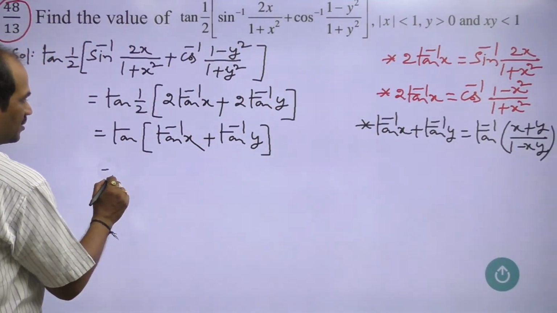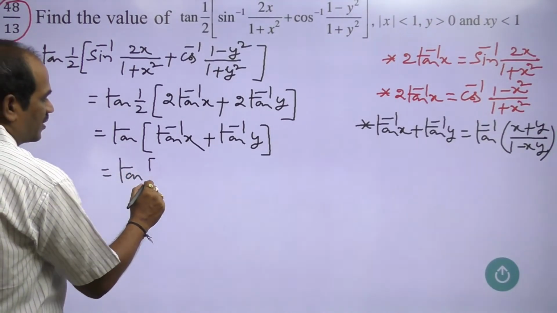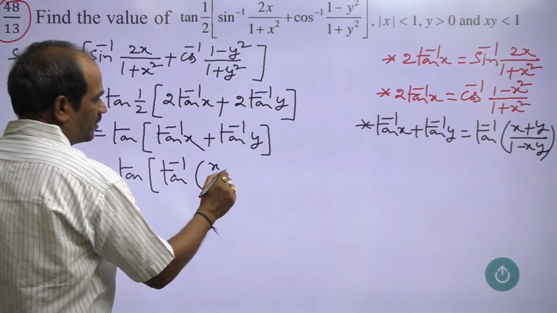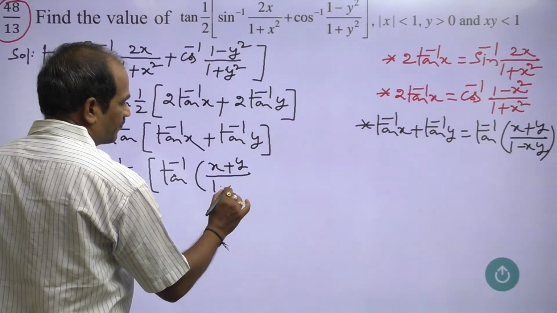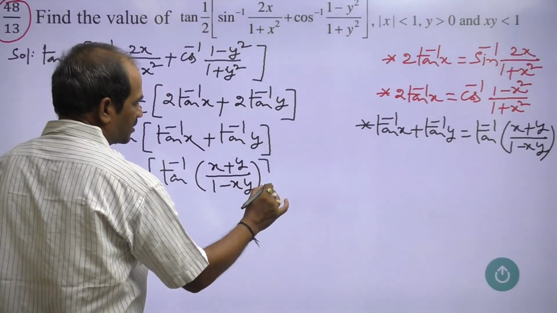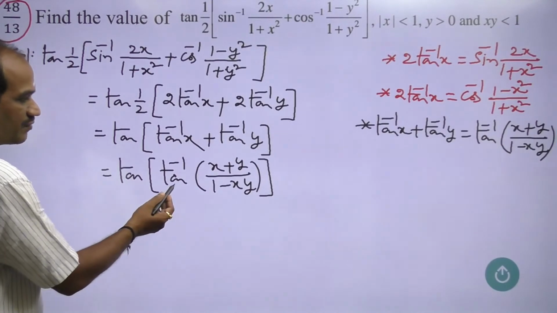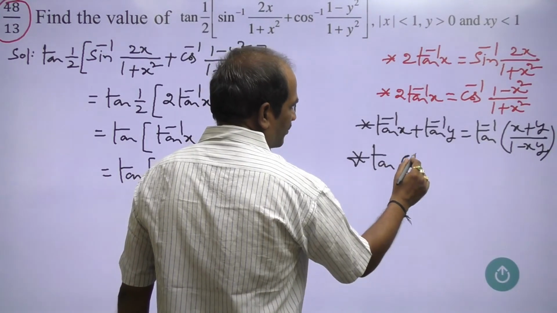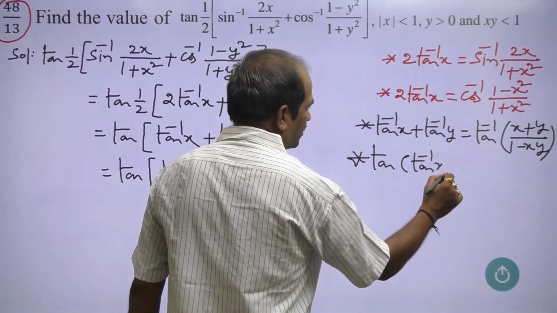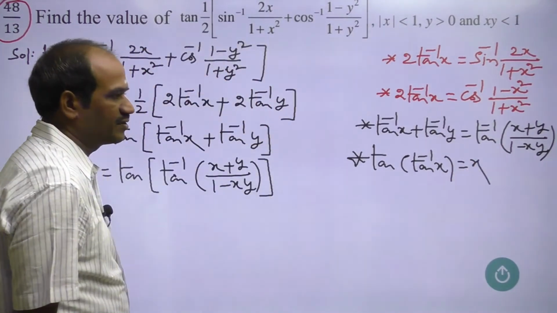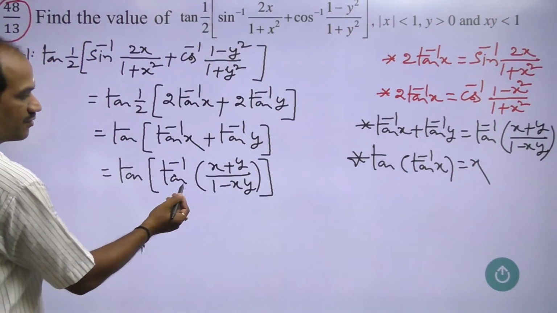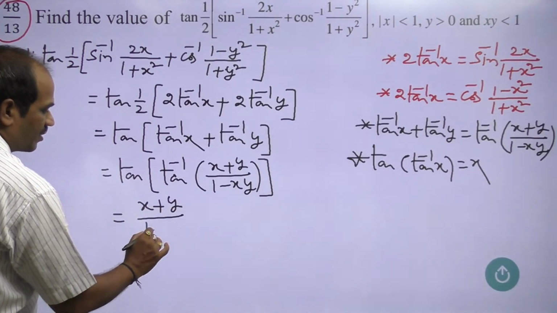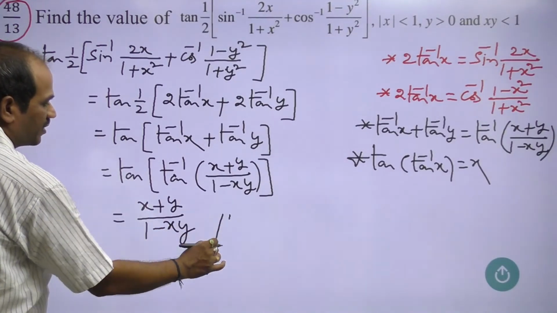Here, in this formula, tan inverse of (x plus y) by (1 minus xy). Tan inverse x is equal to x, so tan of tan inverse x is x. Tan of tan inverse x value is x, so that is equal to (x plus y) by (1 minus x into y). This is the final answer.